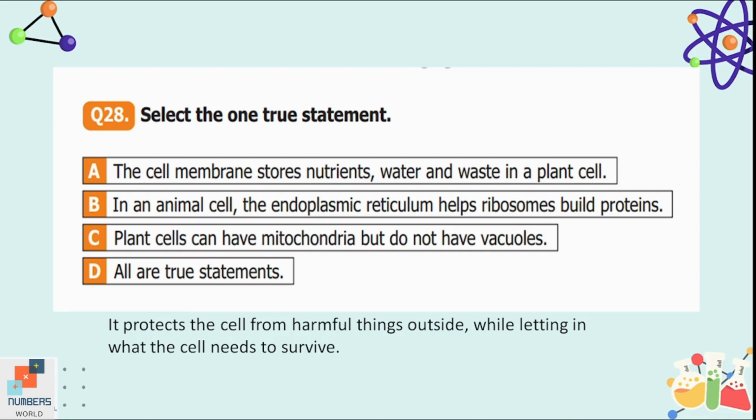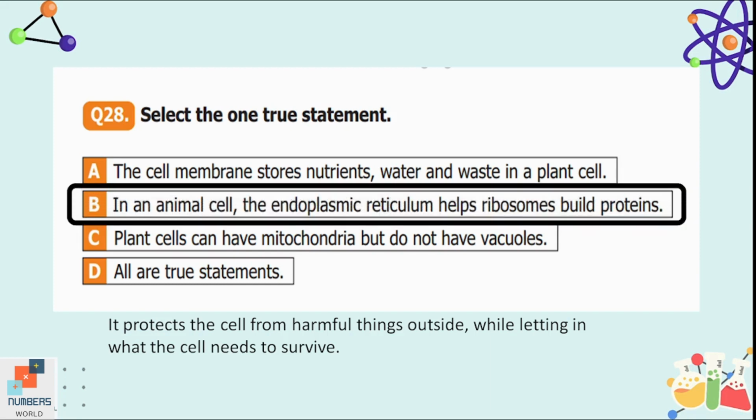Option C is plant cells can have mitochondria but do not have vacuoles, which is incorrect because plants also have vacuoles. Option D is all are true statements. So no, option B is the only true statement in all options.